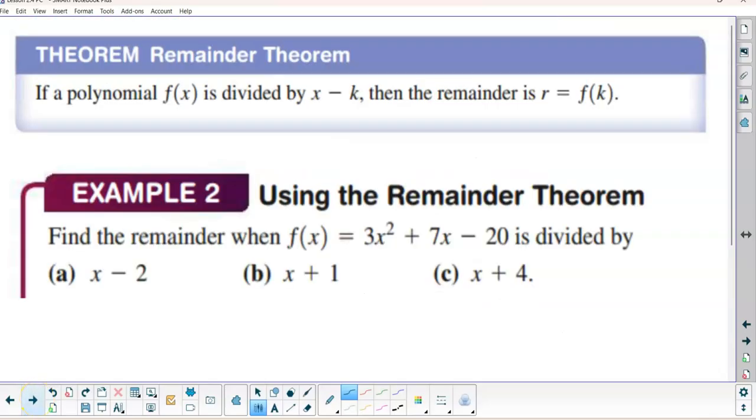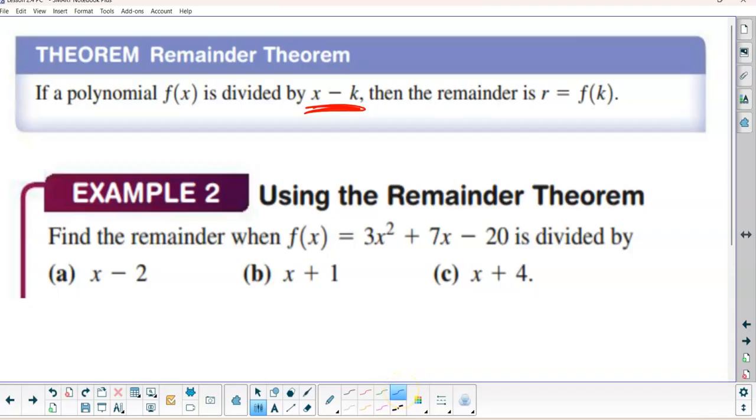So next I want to talk about the remainder theorem. The remainder theorem says that if you take a polynomial and divide by x minus k, now usually there's going to be a number where that k is, like x minus 2 or x plus 1 or x plus 4 that we're about to do in just a minute. If you take a polynomial and divide by that, then the remainder is simply f of k.